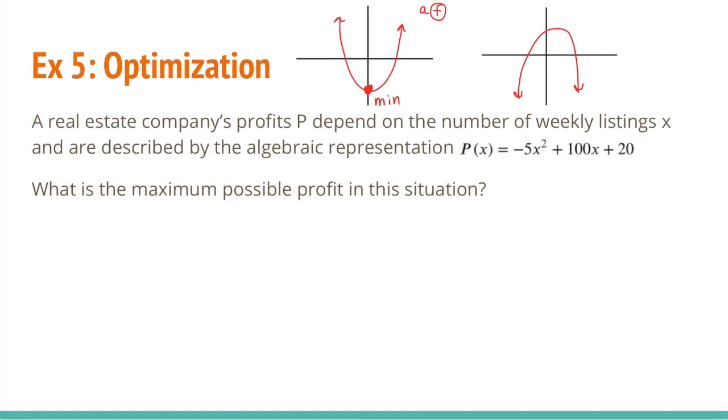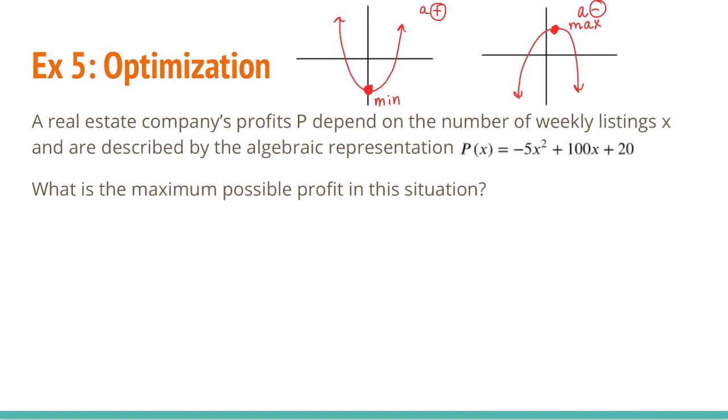Now, something that we would want to maximize is like profit. We want to make as much money as possible. And we know that we have a maximum at our vertex, right? It's the top point, it's the peak of that parabola. We have that when our a value, our first term, is negative.